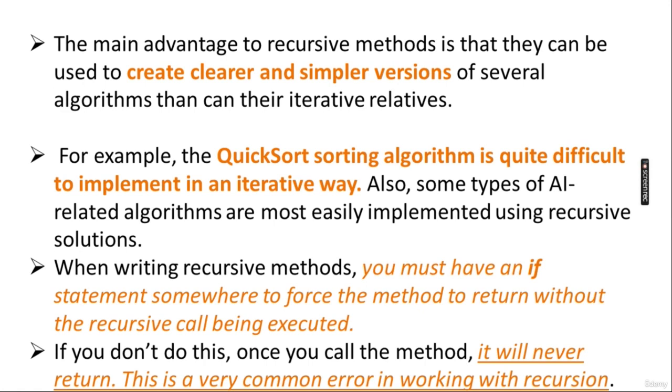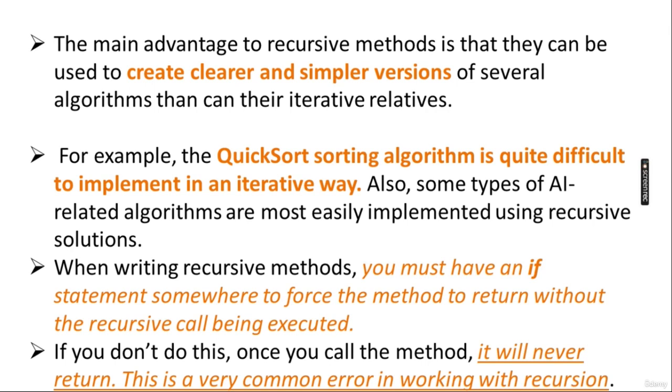Also, some types of AI related algorithms are most easily implemented and most easily understandable using recursive solutions. Why is it simpler to understand? Because you just have to remember this function is calling itself. How many times? Till the end of the number is reached. So for the quicksort algorithm, many AI related algorithms are most easily implemented using recursive solutions.